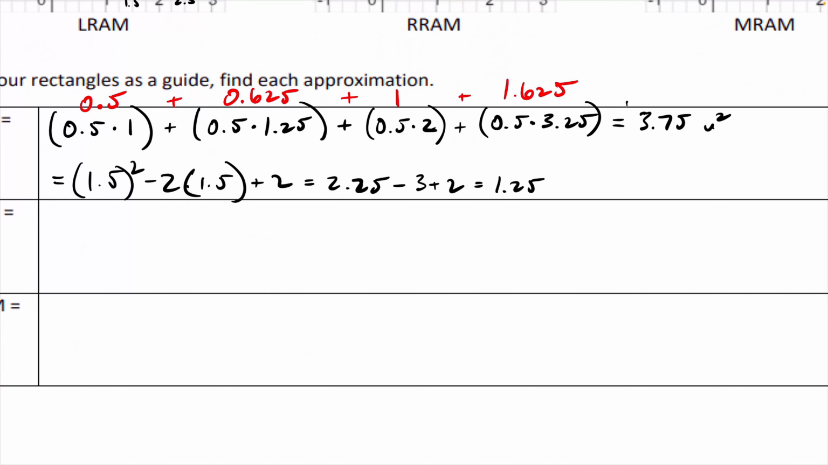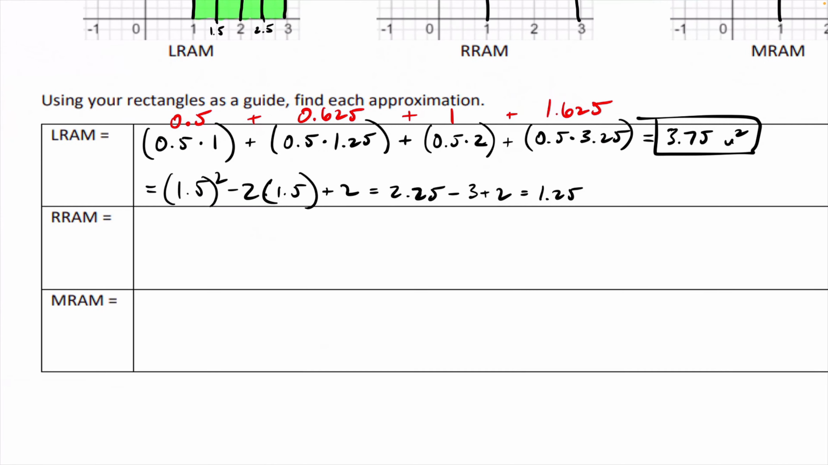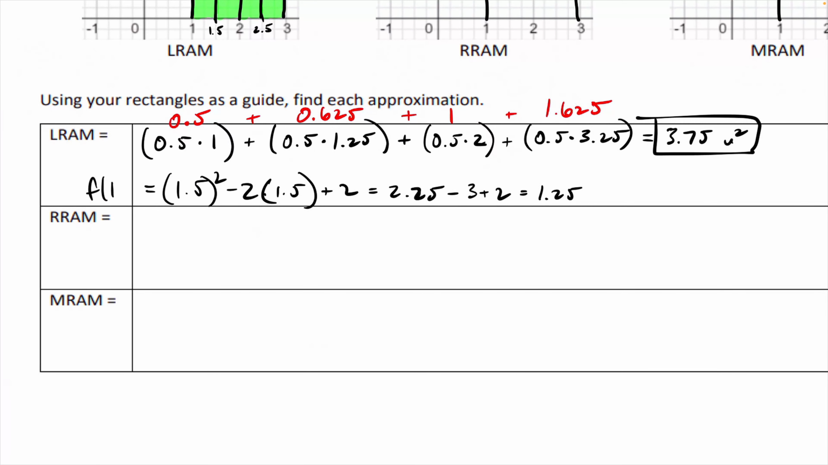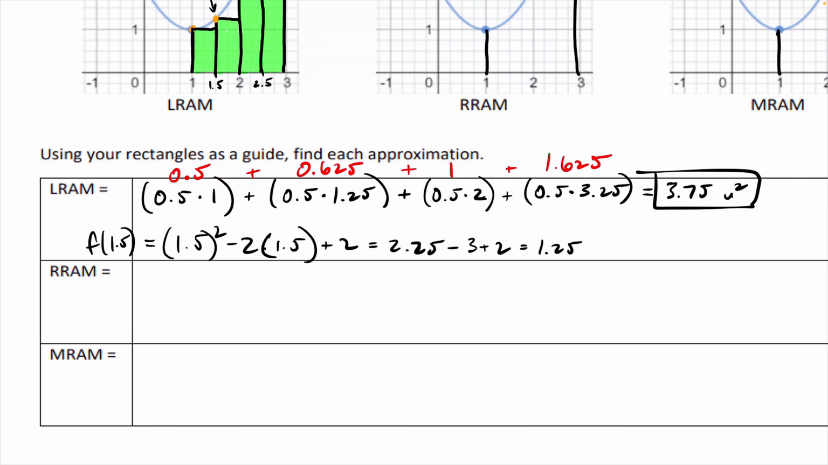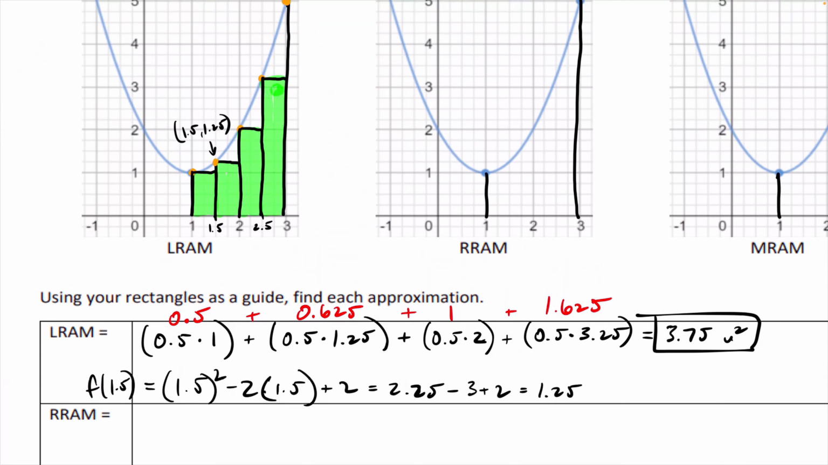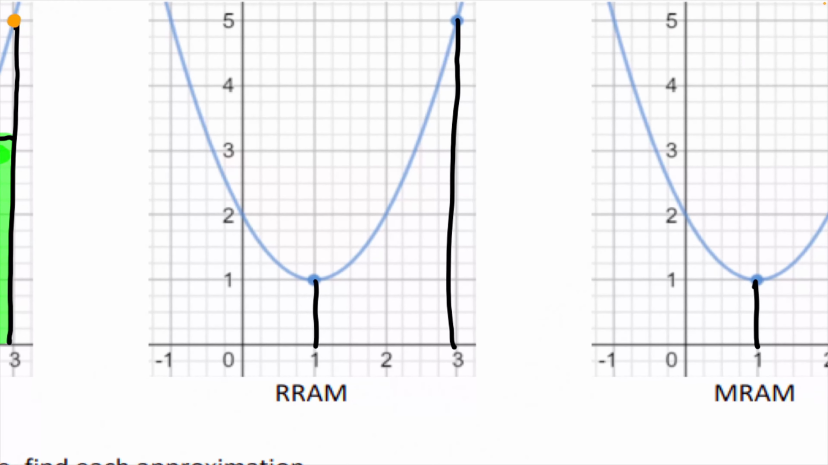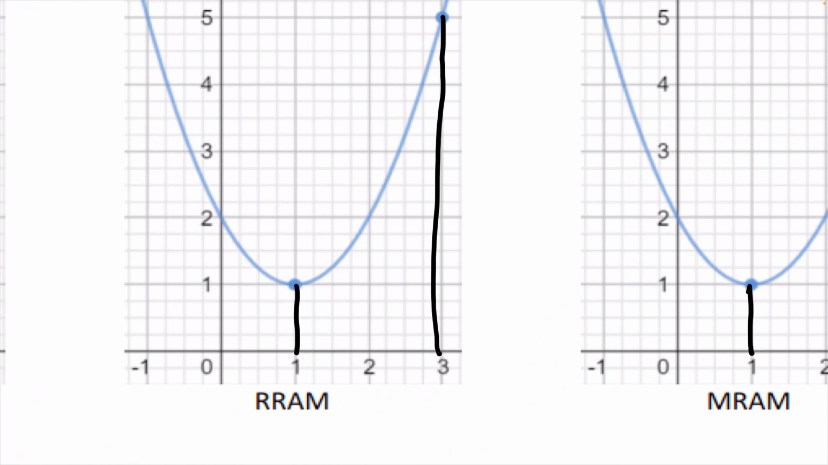Units squared. Okay. All right, next one. RAM. So let's go build it. Again, make your dots. We need 4 rectangles.